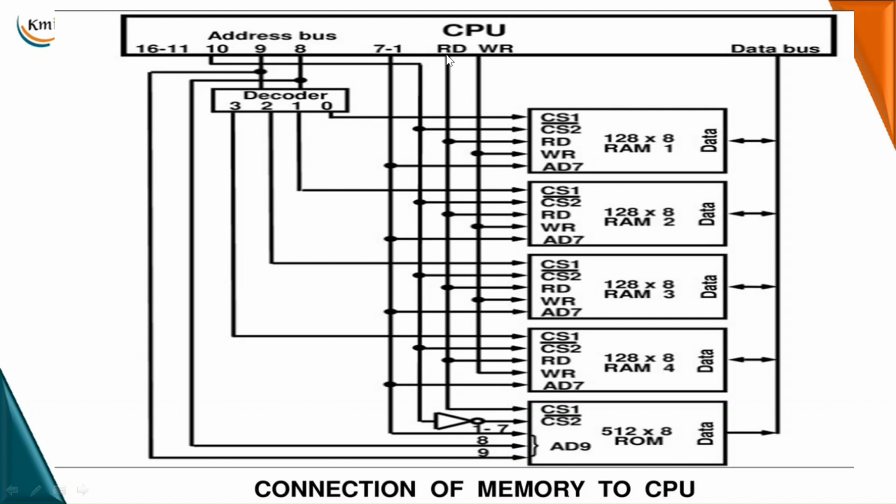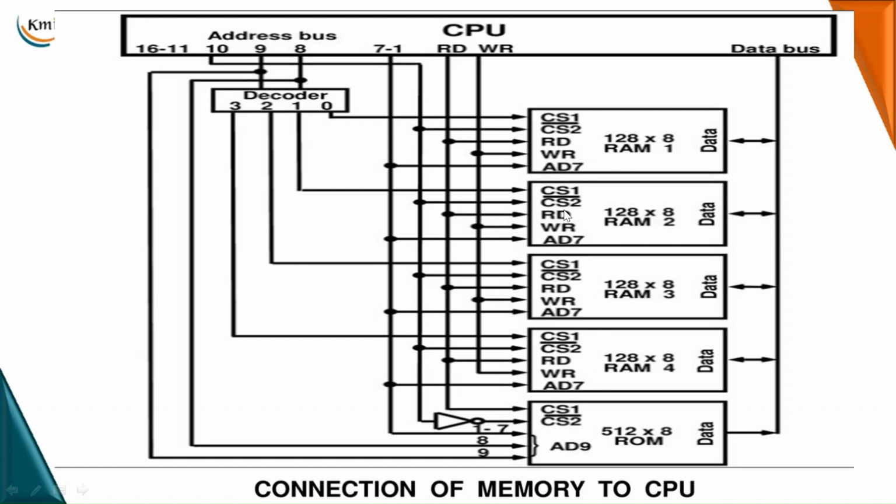When it comes to the read input, it is connected to all the read inputs of your RAM, as well as to CS1 of your ROM. Since we don't have a read input in a ROM chip, we are connecting it to CS1. Next, coming to the address bus where we have 1 to 10 addresses. As we know, all the RAM chips are specified by 7 addresses represented by AD7.